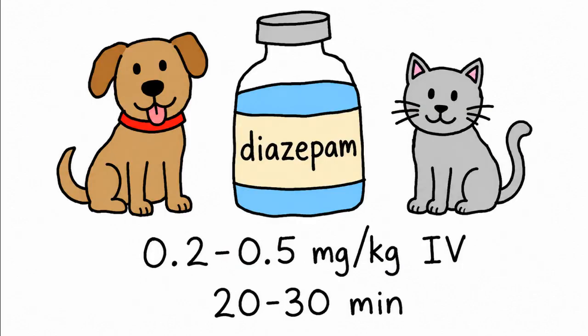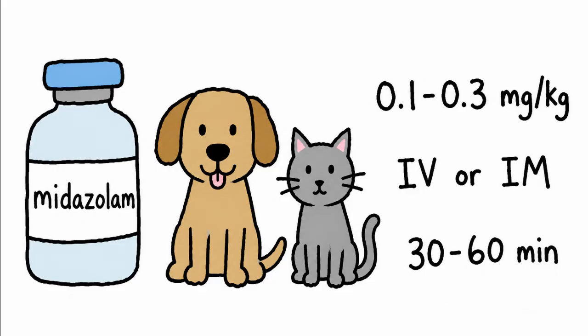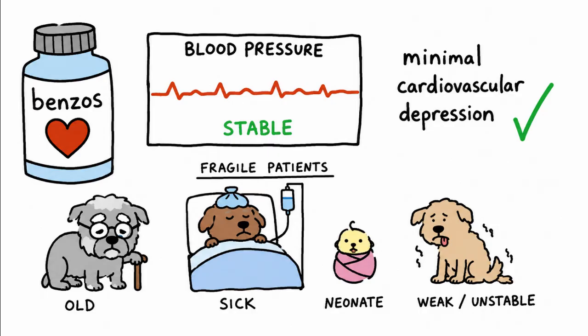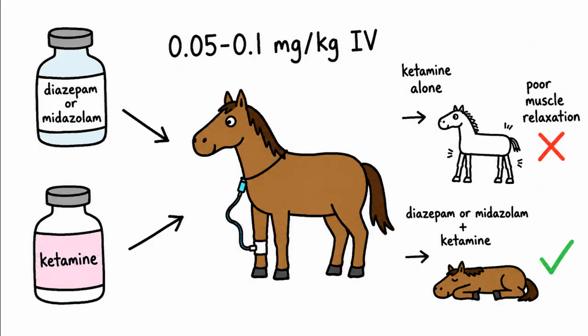Diazepam is commonly around 0.2 to 0.5 mg per kilogram IV in dogs and cats and lasts about 20 to 30 minutes. Midazolam is commonly around 0.1 to 0.3 mg per kilogram IV or intramuscularly and lasts about 30 to 60 minutes. Their major advantage is minimal cardiovascular depression, so they are very useful in old, sick, neonatal, weak, or unstable patients. In horses, diazepam or midazolam is commonly paired with ketamine for induction, often around 0.05 to 0.1 mg per kilogram IV, because ketamine alone causes poor muscle relaxation.